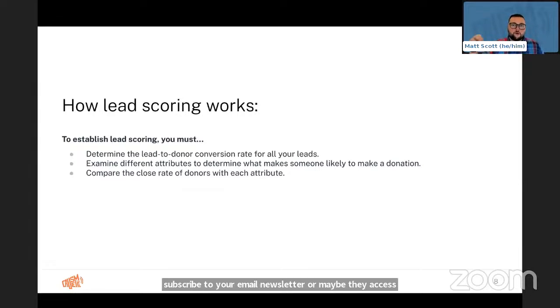And then you want to take the number of donors, the folks who've donated, divided by all of those leads, and that's your lead to donor conversion rate.